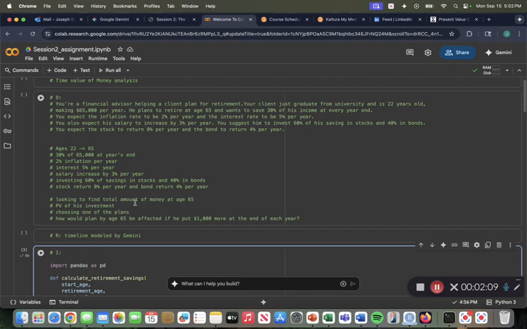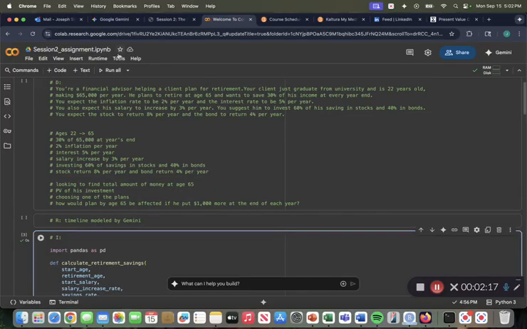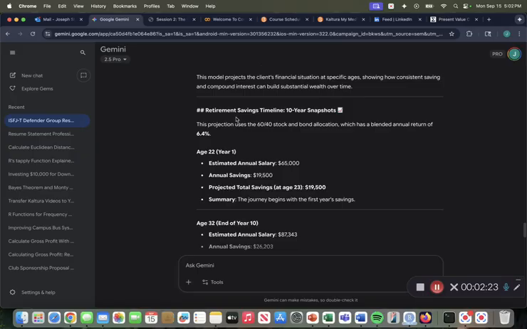And then if he was to invest $1,000 more at the end of each year, how would that alter his plan? So for the R and driver, I had Google Gemini help me model out a timeline in 10-year bins or snapshots that shows if he invests 60% in stocks, 40% in bonds, what will the return be every year.